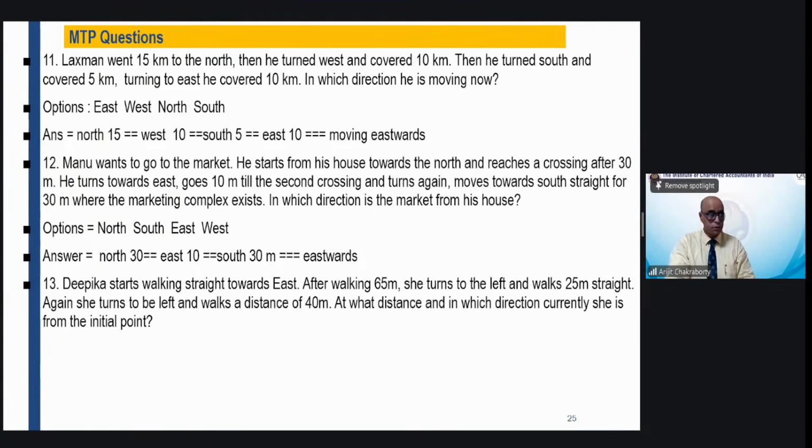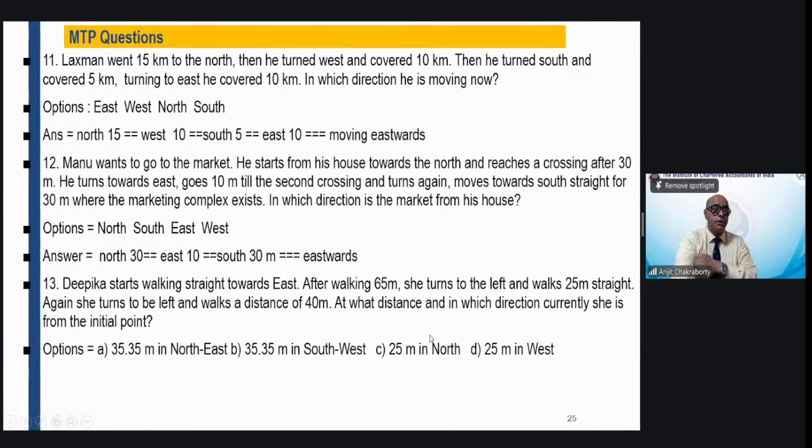What distance? Let us see the options given. Here a diagonal, a right angle triangle is forming. So if you draw the diagram correctly, from the base point, from 0 for example, the origin, 65 meters towards the east, and then 25 meters towards the north, and then 40 meters towards the west. At what distance and in which direction? Well, direction is northeast, no doubt.